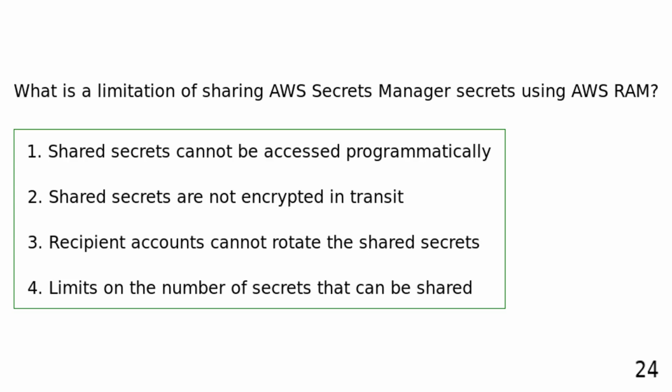What is a limitation of sharing AWS Secrets Manager secrets using AWS RAM? Shared secrets cannot be accessed programmatically. Shared secrets are not encrypted in transit. Recipient accounts cannot rotate the shared secrets. Limits on the number of secrets that can be shared.